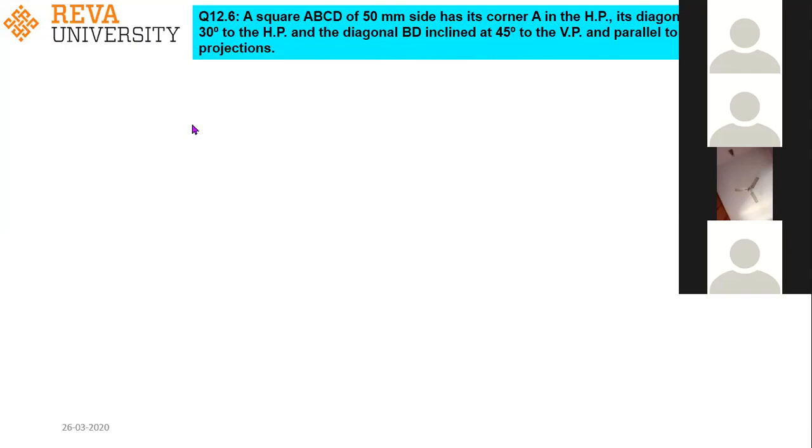With respect to edge condition, we already saw in the class how to draw a square with respect to edge condition. Now we'll see how to construct a square with respect to corner condition. Let's see.